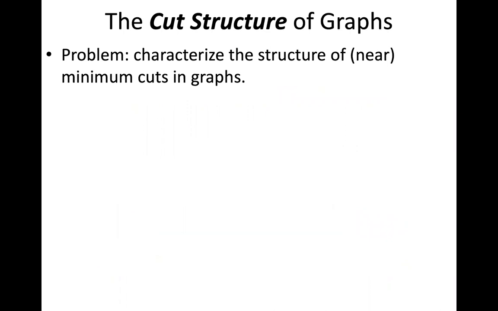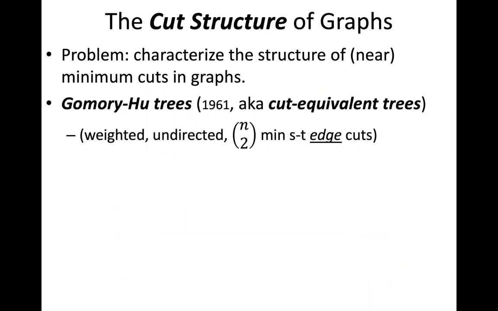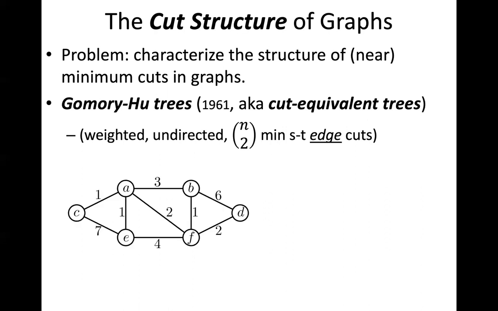So let's look at some exemplary theorems in this line of work. Gomory and Hu proved that if you have a weighted undirected graph, you can represent all n choose 2 minimum s-t cuts with a tree.